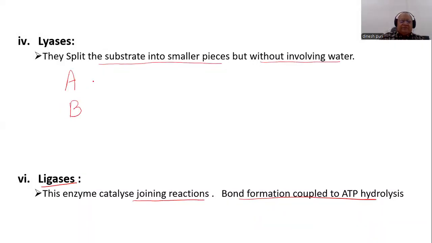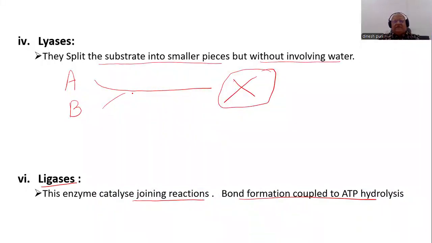Just to understand this, consider A plus B. They are joining together to form a compound X. So X is the condensation product. Supposing this reaction is reversible, in other words, if we follow the backward reaction, in the backward direction, now X is getting cleaved into A and B. So X is split into smaller pieces A and B without involving any water. So does it not become a lyase? It becomes a lyase if we follow the reaction in this direction.